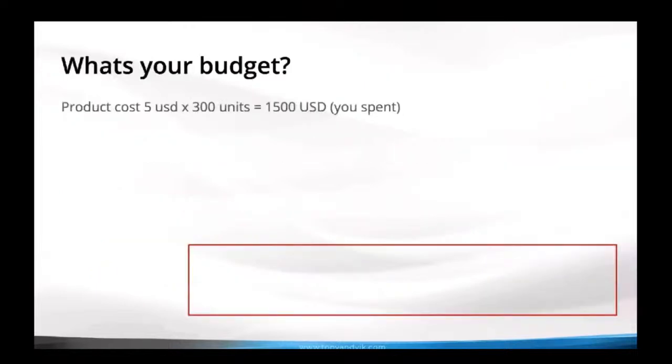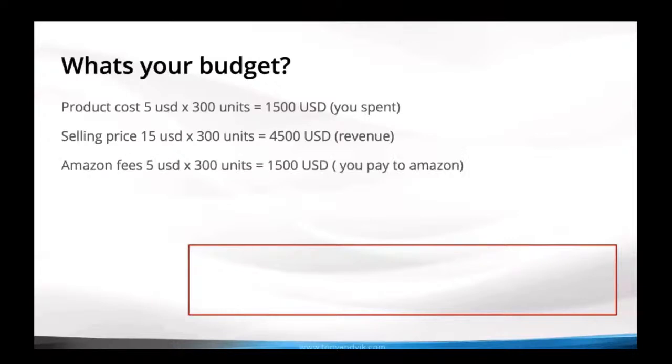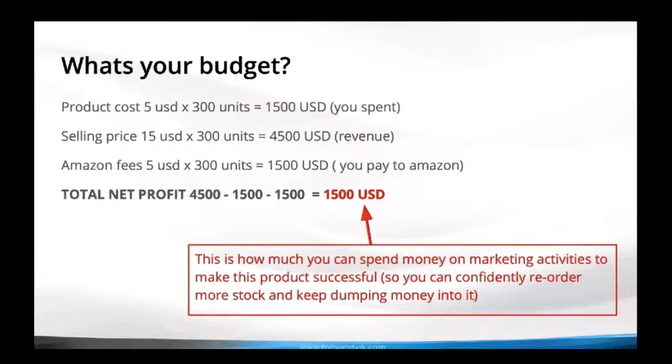And so in here, let me ask you a question. What is your budget? How much can you actually spend, right? And for this, you just have to do a little thing. Every time you release a product, you have to know this. How much does your product cost? Okay, let's take an example here. Your product cost is $5. You ordered 300 units, so you spend $1,500. Your selling price is $15, so you can earn $4,500, right? And Amazon fees are $5 per unit, so for 300 units that's $1,500, and basically your total net profit is $1,500 for these 300 units, right?